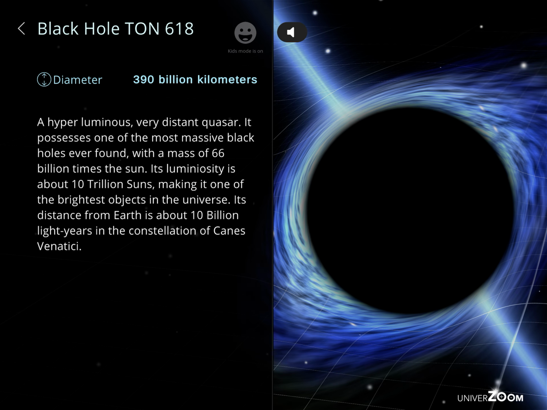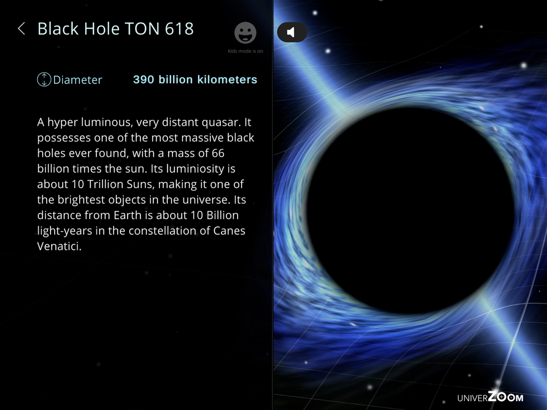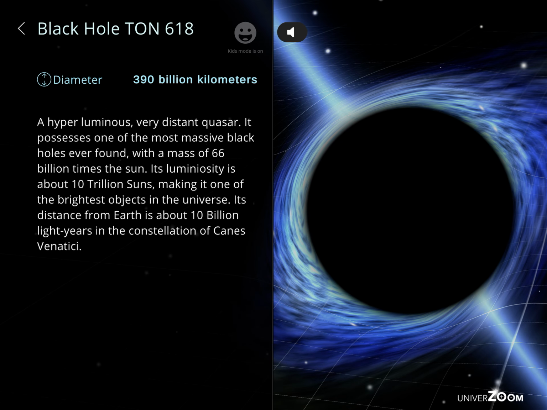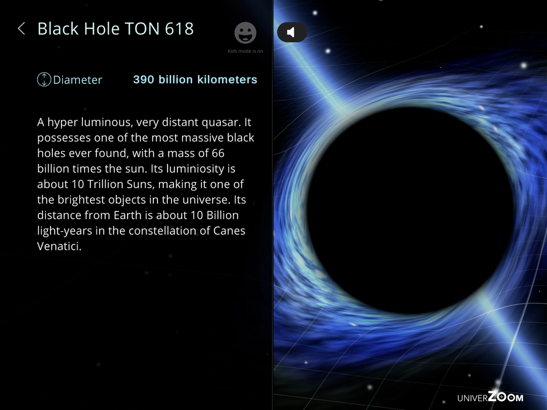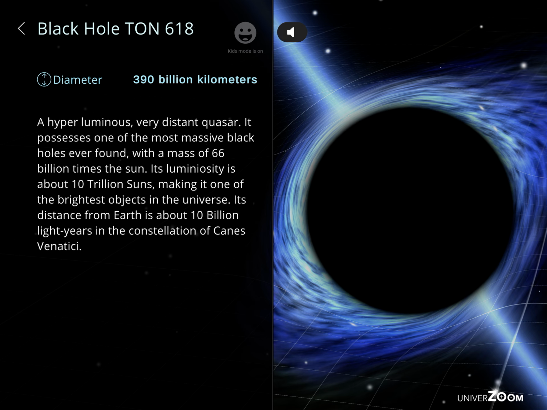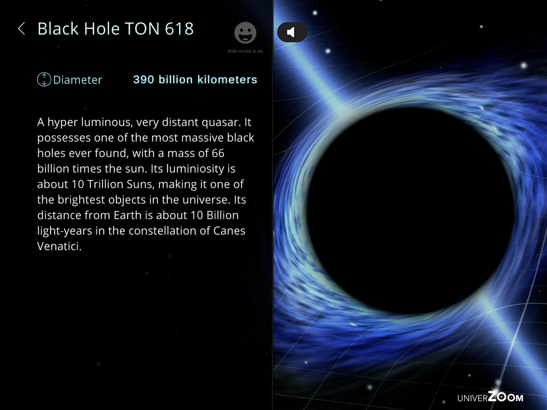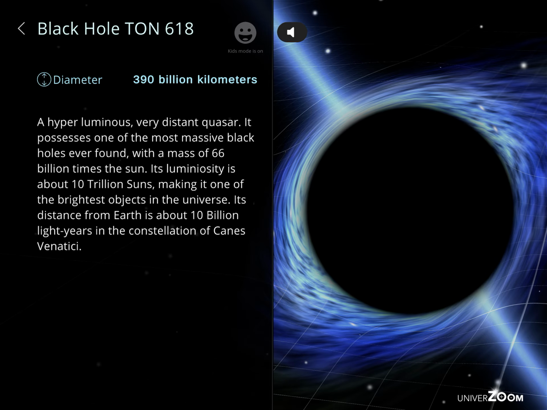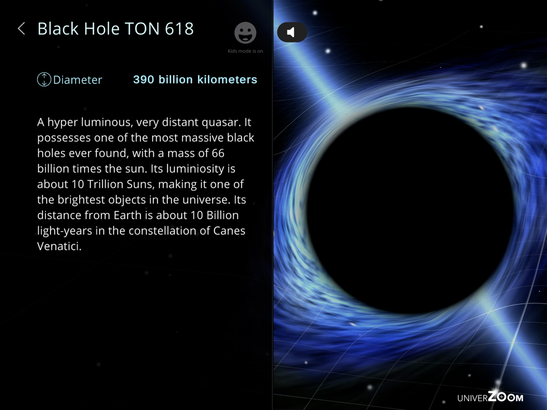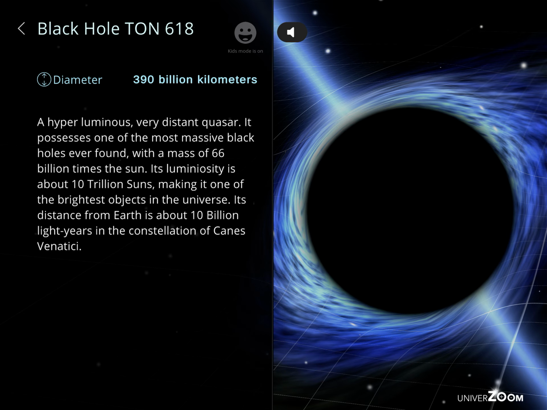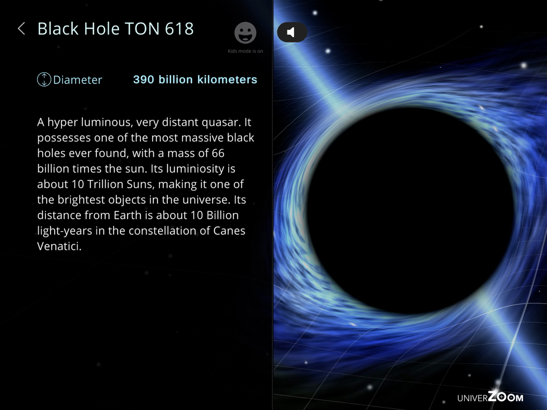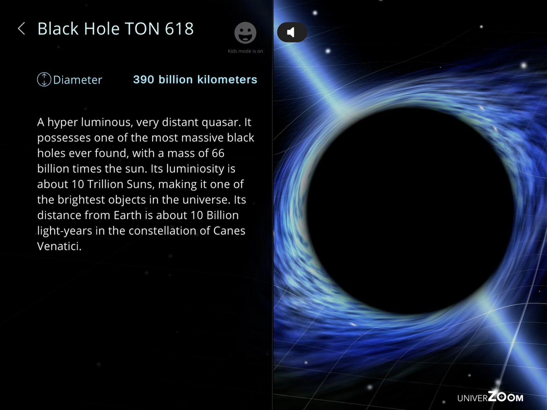Black hole Ton 618, diameter 390 billion kilometers, a hyperluminous, very distant quasar. It possesses one of the most massive black holes ever found, with a mass of 66 billion times the Sun. Its luminosity is about 10 trillion suns, making it one of the brightest objects in the universe. Its distance from Earth is about 10 billion light-years in the constellation of Canes Venatici.